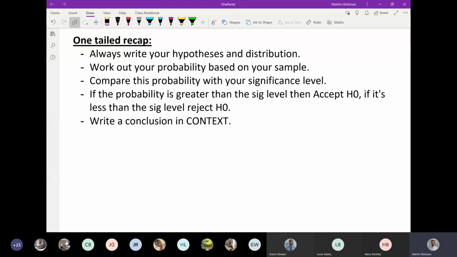So make sure you always write your hypotheses in distribution, work out your probability based on your sample, compare that with your significance level. And the key thing here is, if that probability is less than your significance level, that's when you reject H0. If something's highly unlikely, there's enough evidence to suggest there has been a decrease or there's been an increase in the originally stated probability.